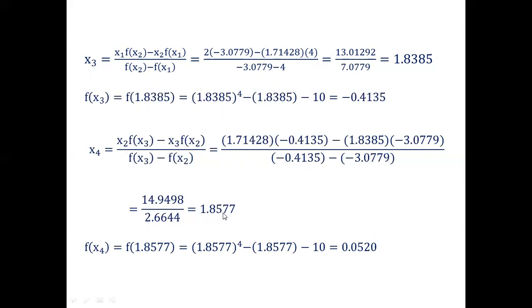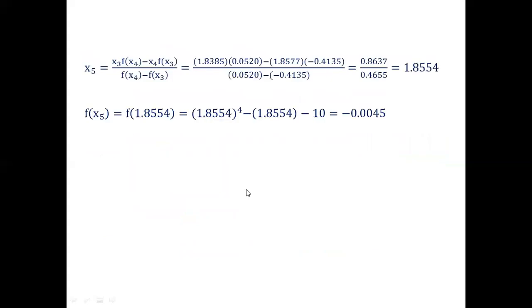Simplification gives 1.8577. Then you find f of x4, which is f of 1.8577, equal to x power 4 minus x minus 10, the equation. The x part is 1.8577 whole power 4 minus 1.8577 minus 10, equal to 0.0520.